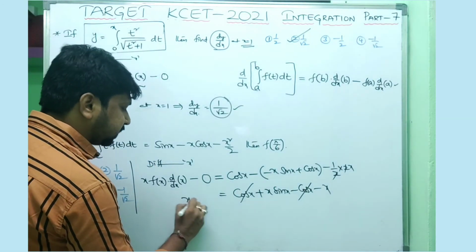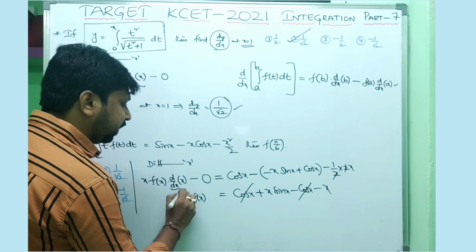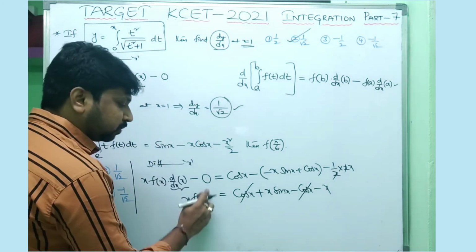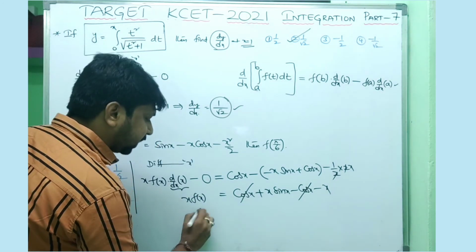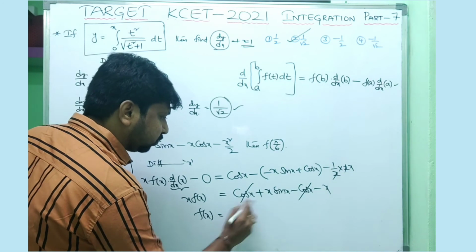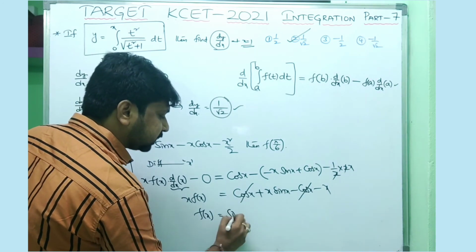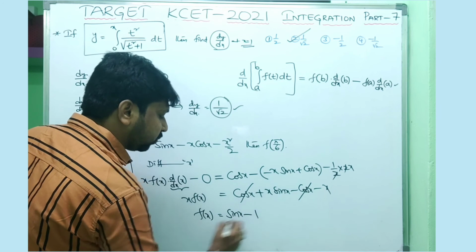Now this will become x f of x into the derivative of x, which is nothing but 1. No need to write that. Now divide throughout by x, you get f of x is equal to (x sin x)/x, which means sin x minus x by x is equal to 1.